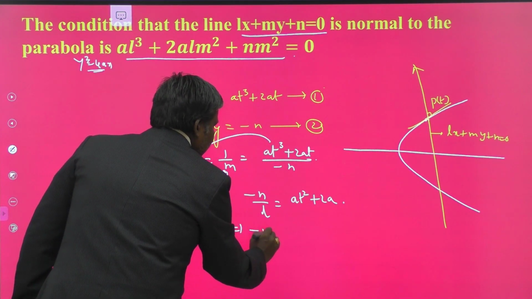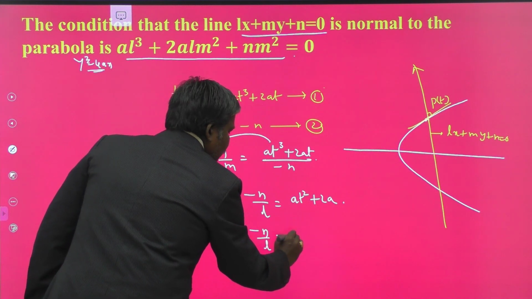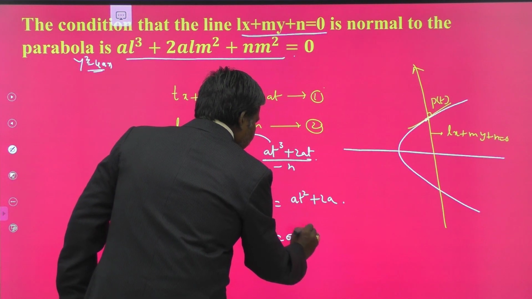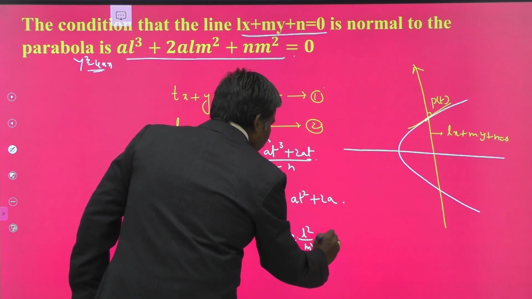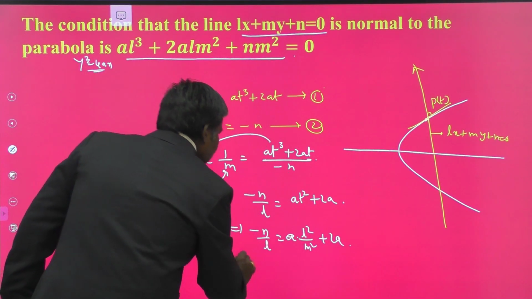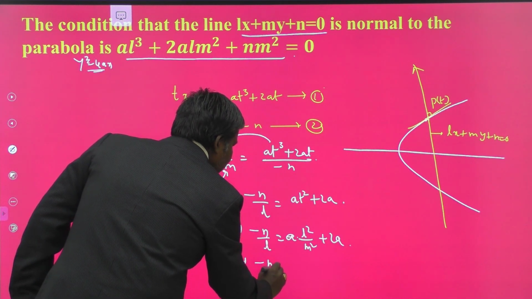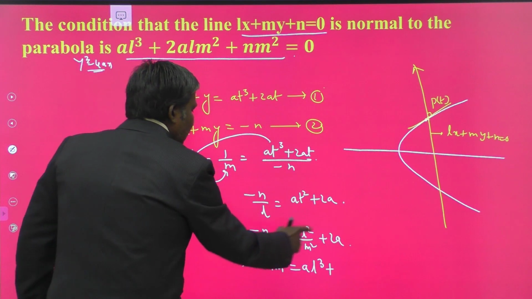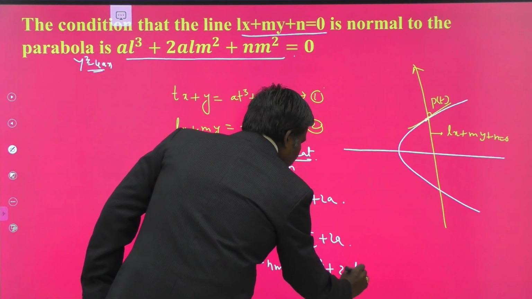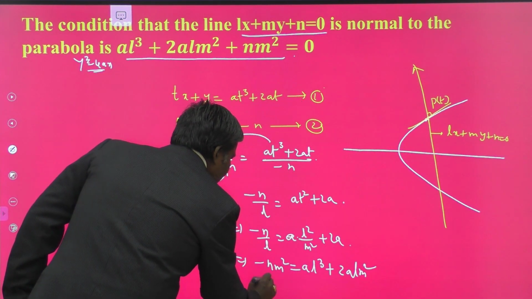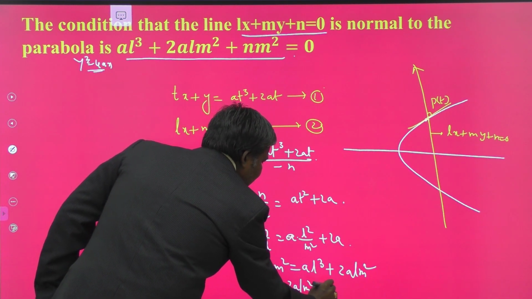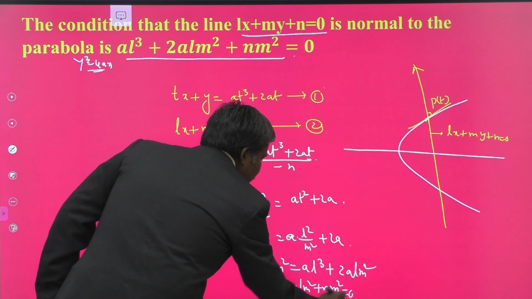We obtain the required condition. -n/l = a times t², which means l²/m², plus 2a. This implies -nm² = al³ + 2alm², or al³ + 2alm² + nm² = 0.